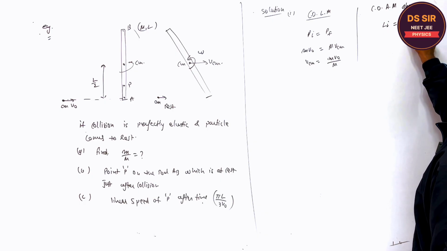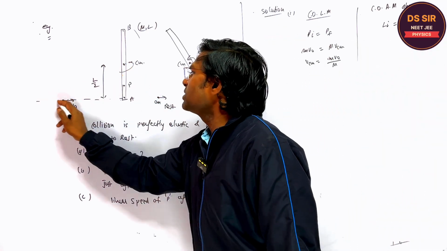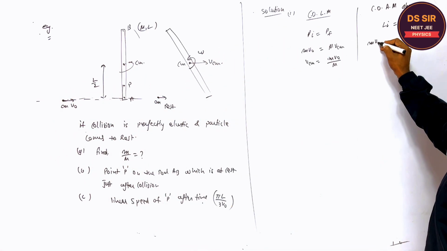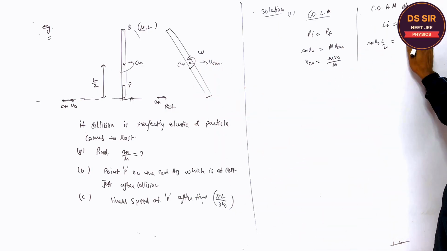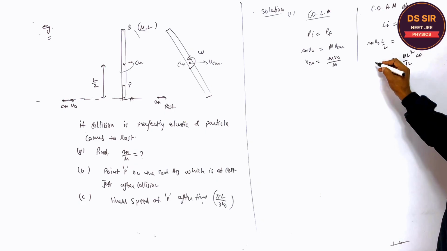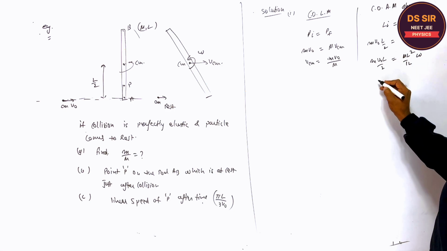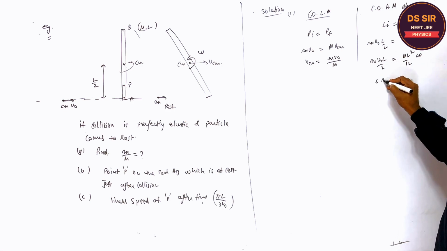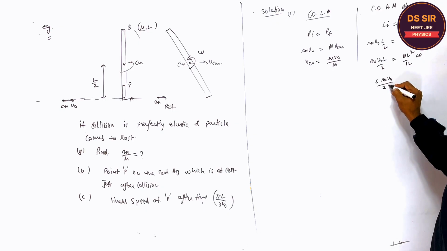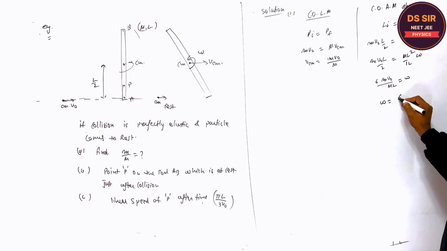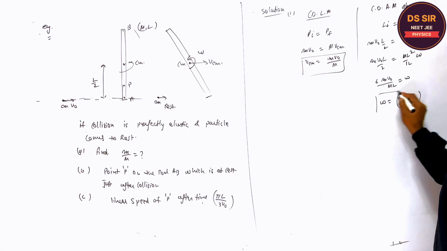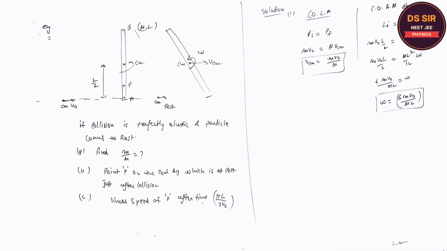Initial angular momentum equals final angular momentum. About the center of mass, it is m v naught into L by 2. The final angular momentum is I into omega, where the moment of inertia is capital M L square by 12. So m v naught L by 2 equals capital M L square by 12 into omega, and the angular velocity is 6 m v naught upon capital M L. So this is the VCM, this is the omega. First copy this.